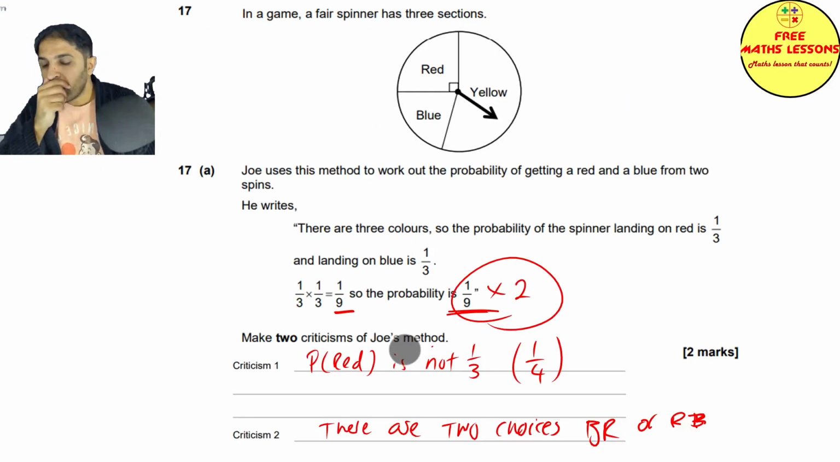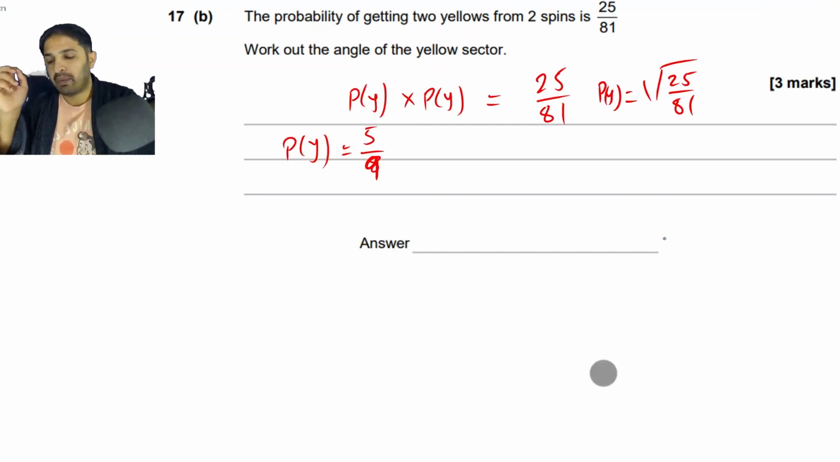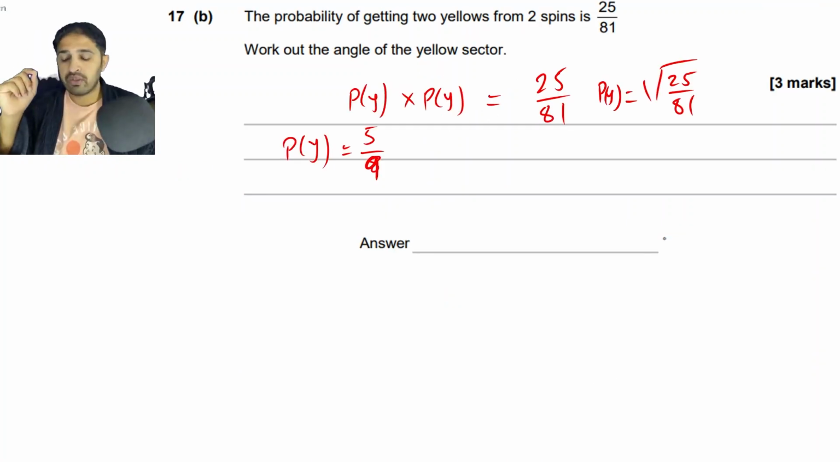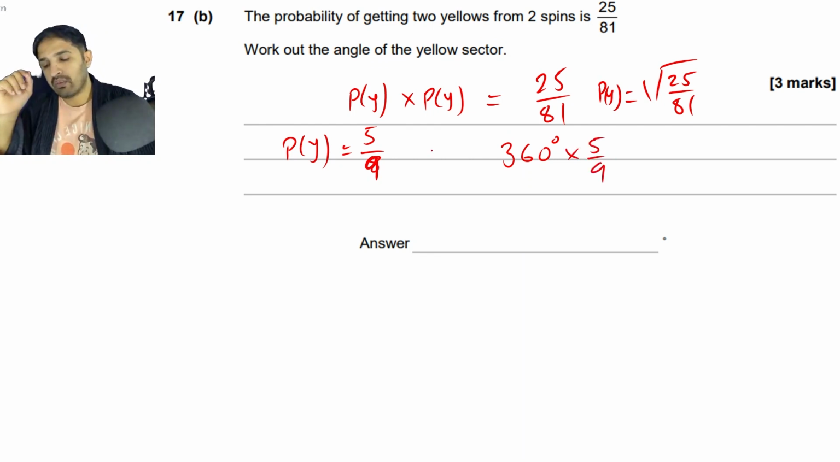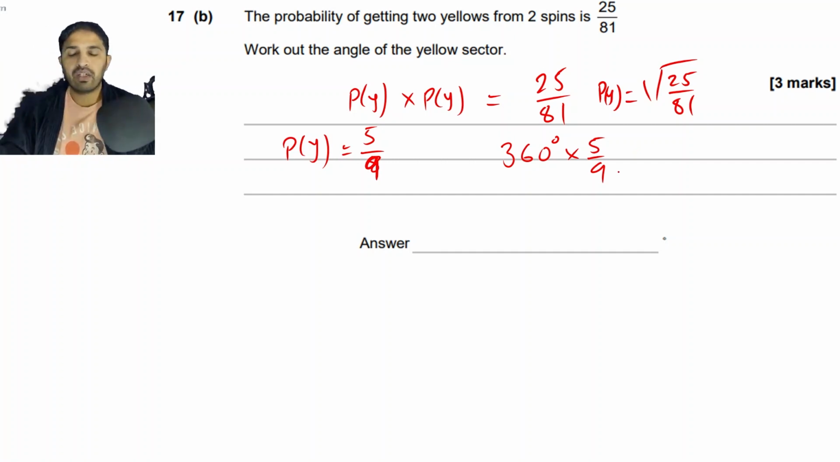Okay, so the probability of yellow is 5/9. If you cut the entire 360 degrees into 9 equal parts and you're having 5/9 of that, the angle is going to be 5/9 of the entire circle. So we need 5/9 of 360. So 360 divided by 9 gives you 40.